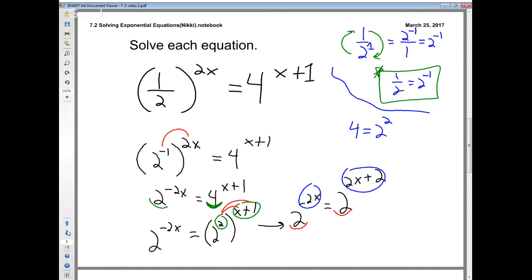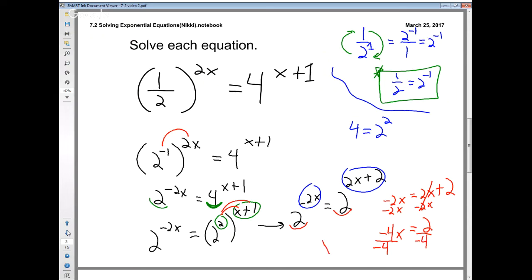So by doing that, we'll have negative 2x equal to 2x plus 2. And as always, let's go ahead and solve for x. For this example, I'm going to minus 2x from both sides. There's no more x's on the right side, and negative 2x minus 2x will give me negative 4x. And that's still going to be equal to 2 on the right side. Then, to get the x alone, just divide by negative 4.